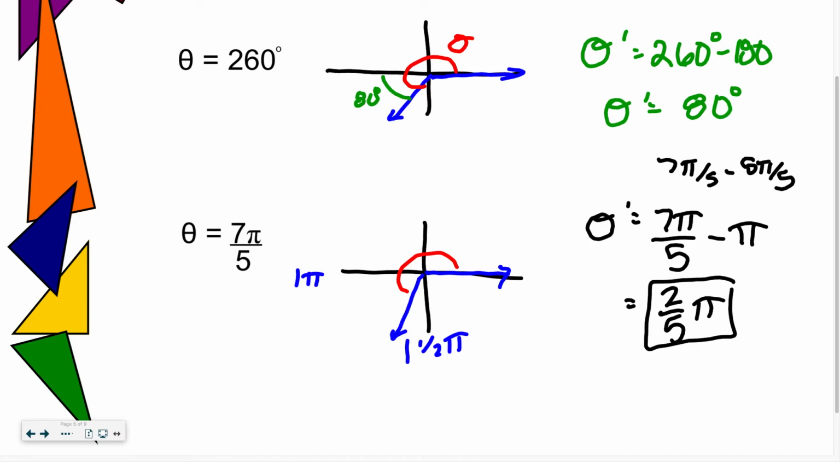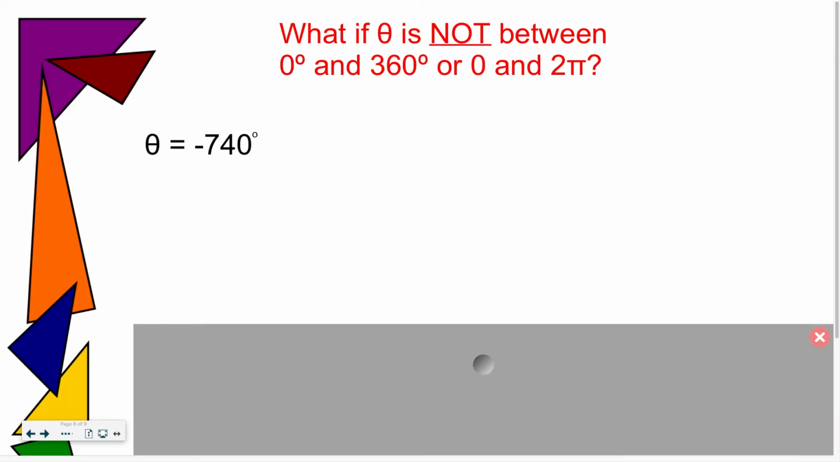Okay, so one more to do. What would you do if your angle isn't between 0 and 360? Or let's say 0 and 2 pi. So if I give you theta equals negative 740. Use coterminal angles. So because it's negative, I know I'm going to be adding rotation. So let's add 360.